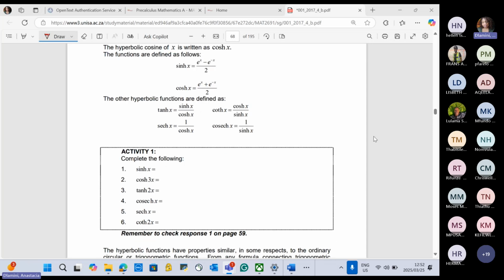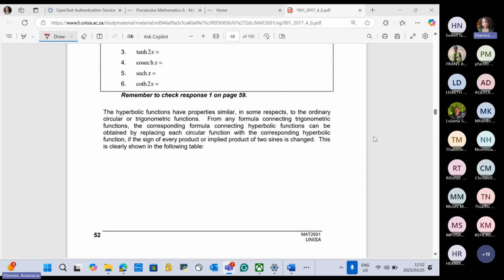Now, activity 1, I think they want you to represent. Okay, let me not tell you. Go and do it. Now, they're saying that the hyperbolic functions have properties similar in some respect to the ordinary circular or trigonometric functions. From any formula connected to trigonometric functions, the corresponding formula for hyperbolic functions can be obtained by replacing each circular function with the corresponding hyperbolic function.